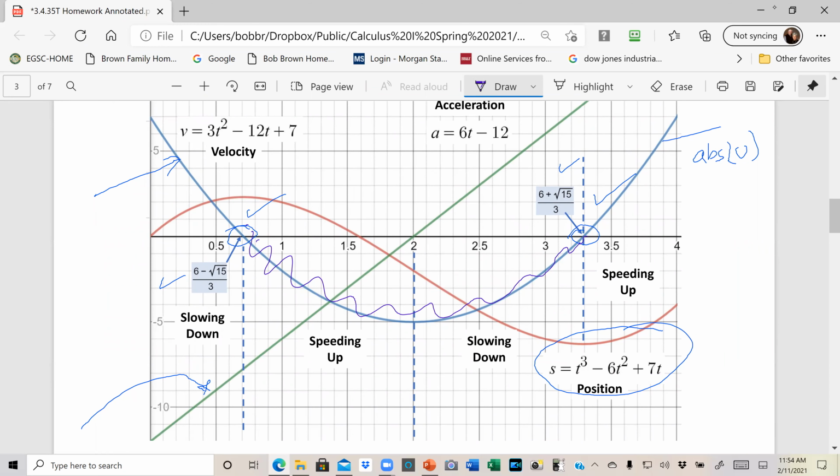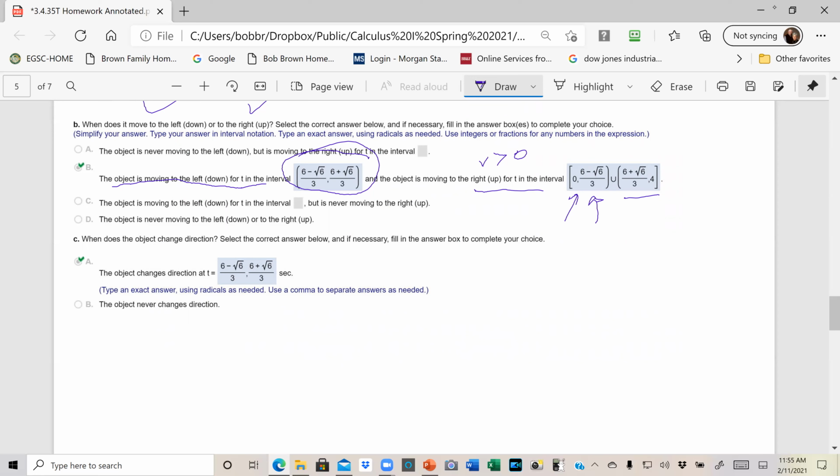And the object is moving to the right or up when the velocity is positive, and that is between 0 and 6 minus the square root of 15 over 3. And also there is another area between 6 plus the square root of 15 over 3 and 4. And so that's a union of those two intervals.